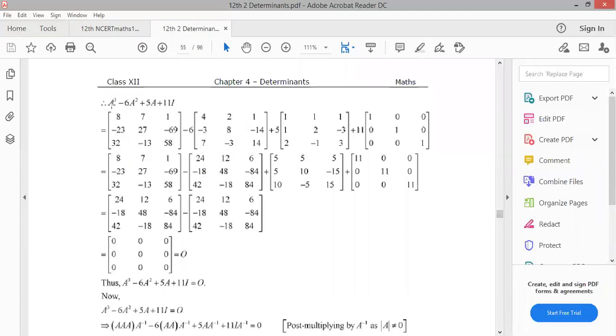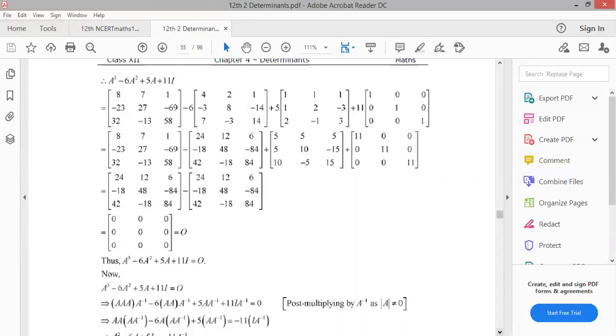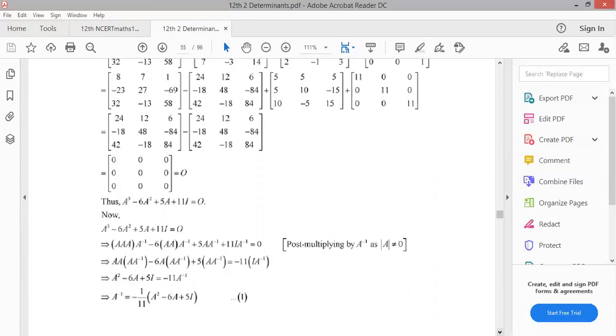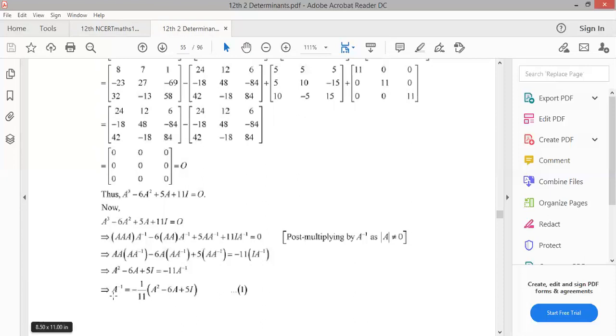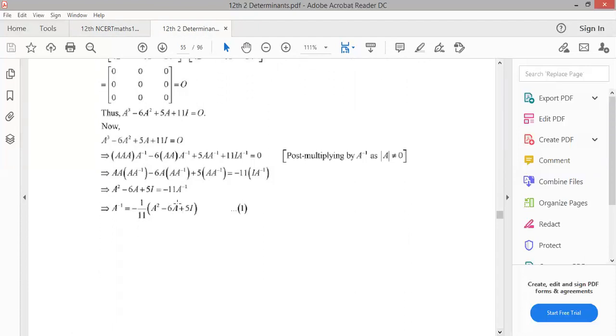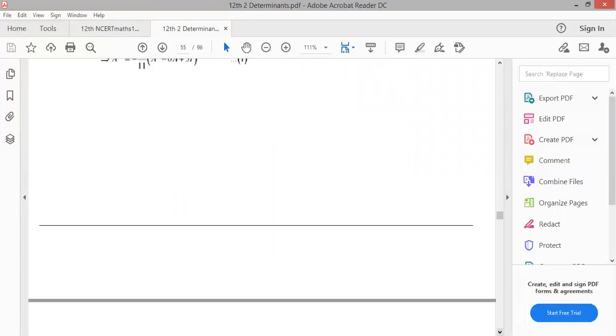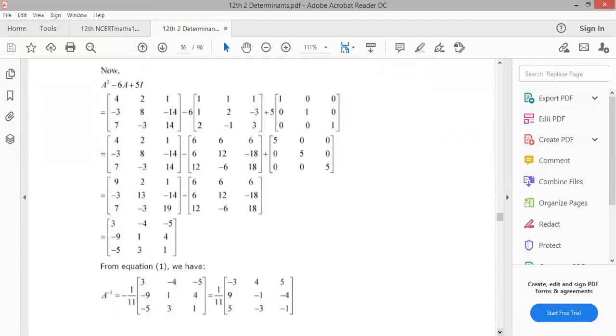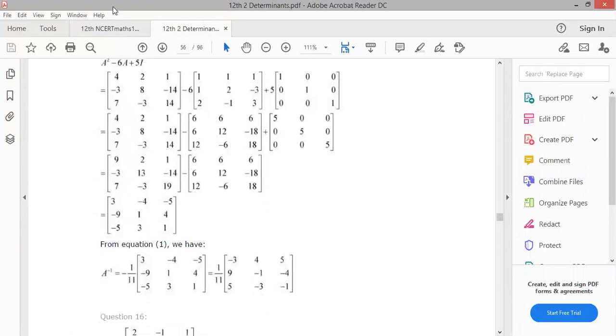After putting these values of A cube, A square, A and I in this given equation, we see that this is equal to a 0 matrix. Yes, this is the 0 matrix at the end. If this is equal to the 0 matrix, after that what we have to do? We post multiply this equation by A inverse. We get this, and we get A inverse is equal to minus 1 divided by 11 times A square minus 6A plus 9I. We'll put the values of A square, A, I in this equation. We will get the value of A inverse. This is the value of A inverse.